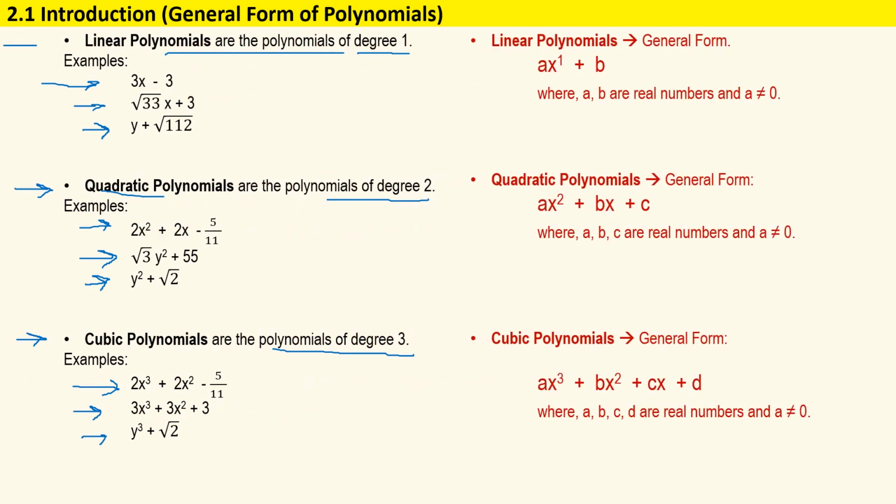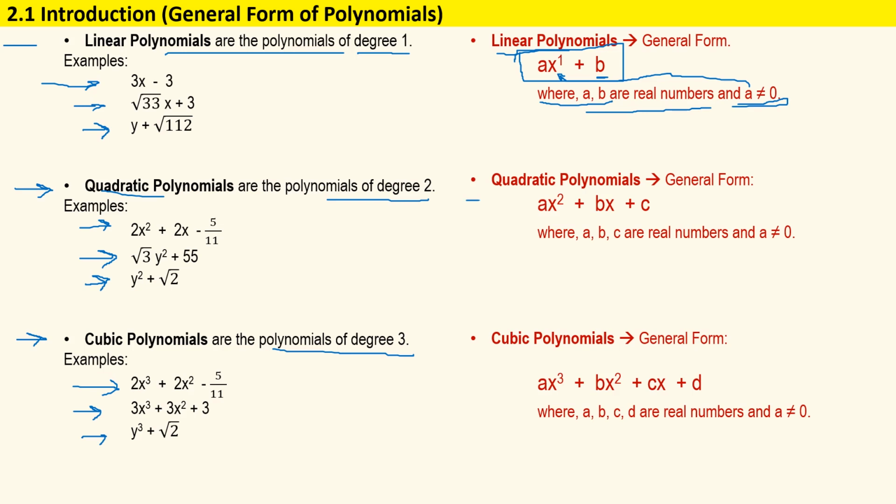Now let's have a look at the general form of linear polynomials. The general form is ax plus b, or ax raised to power 1 plus b, where a, b are real numbers and a is not equal to 0. Because if a were to be 0, then this term, that is ax, will become 0 and we shall be left with only b, and hence the polynomial will no longer be a linear polynomial.